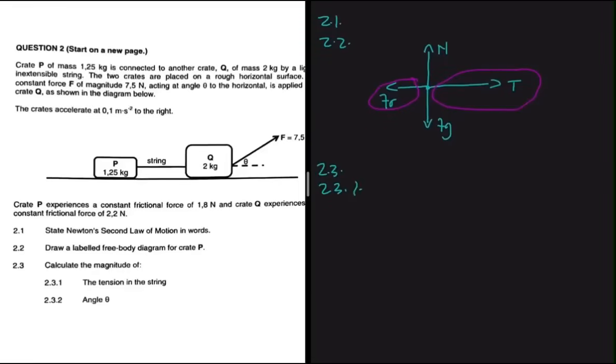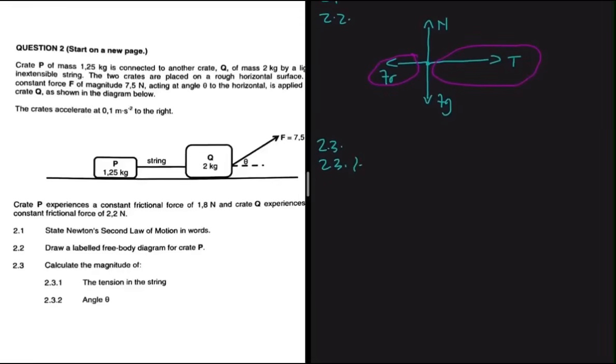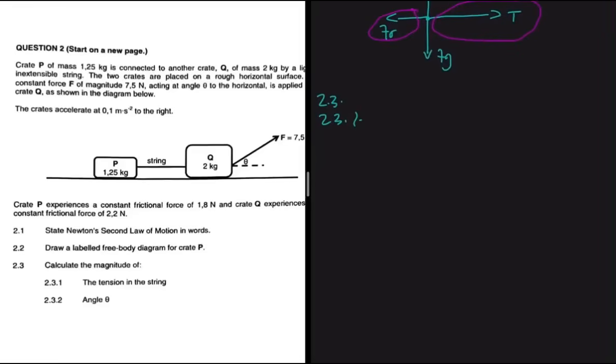Let's calculate the magnitude of the tension in the string. In 2.2, we were asked to draw a labeled free body diagram for crate P, so let's try finding the tension in the string by using crate P. If we cannot use crate P alone, then we will resort to also using crate Q. So let's try here and see what happens.